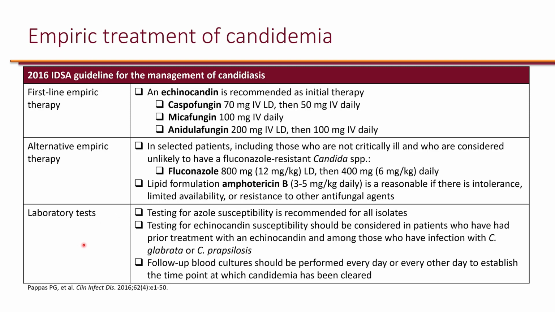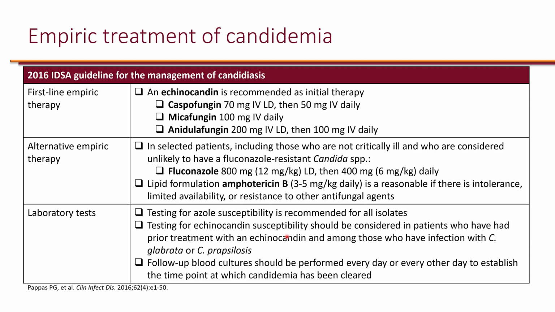Now, some laboratory tests that are recommended: because this is empiric treatment, you want to test for azole susceptibility. So even though we start, let's say, micafungin empirically, we want to test for azole susceptibility in order to be able to transition from echinocandin to one of the azoles, primarily because echinocandins are IV only. So if you are to send the patient home, you need an oral option, and your oral option would be one of the azoles, but you need to know if they are susceptible.